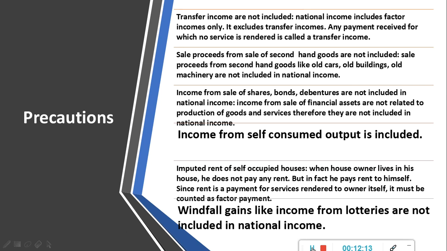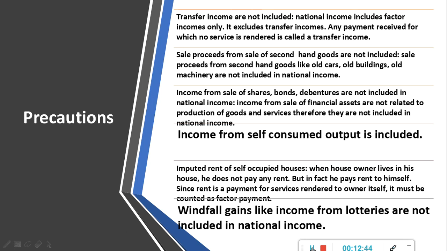Sale proceeds from sale of second-hand goods are not included. For example, a car dealer has sold a second-hand car and earned commission on it. So, the value of the second-hand car will not be included in national income because it has already been included in the year of production. But the commission earned by the car dealer will be included in national income because it is the new income generated in that financial year.